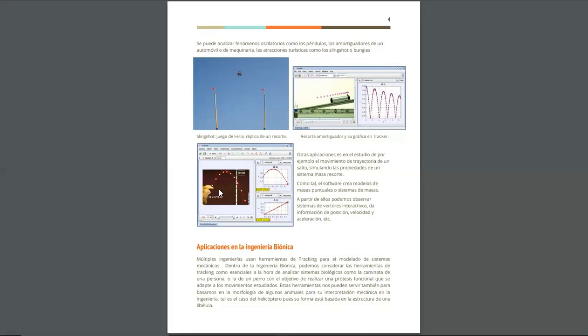So we can see that Tracker is very useful in this case when we don't have too many tools to analyze our phenomenon other than a video camera and a computer. From them, we can observe interactive vector systems that give us position information, speed, acceleration, or other variables we need.